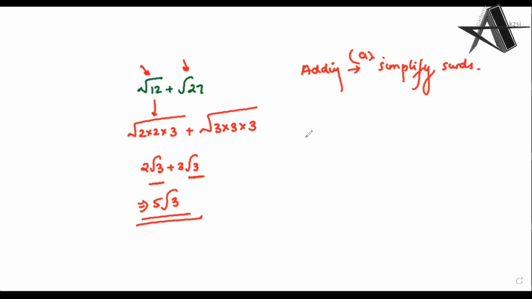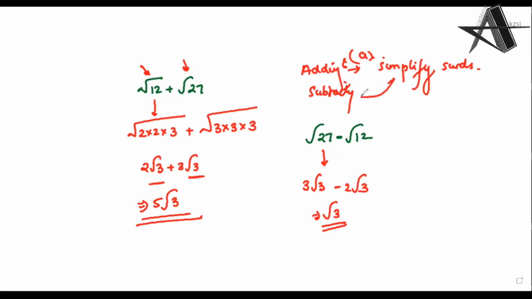Similarly, if the question is root 27 minus root 12, so after simplification, we can write root 27 as 3 root 3 and root 12 as 2 root 3. 3 minus 2 is 1, answer will be just root 3. So the important thing is while adding and subtracting, you have to simplify the surds.